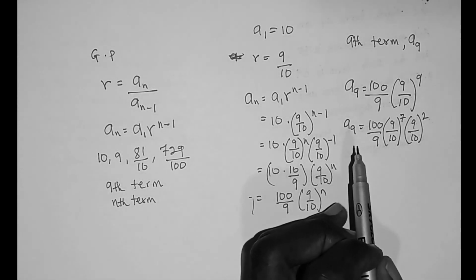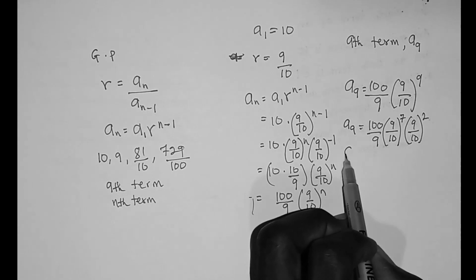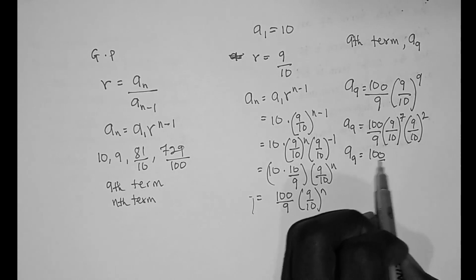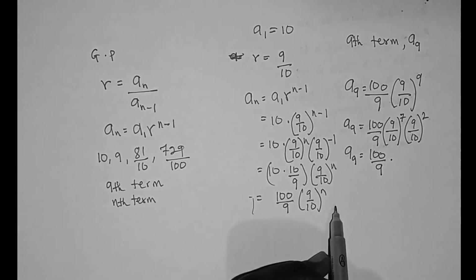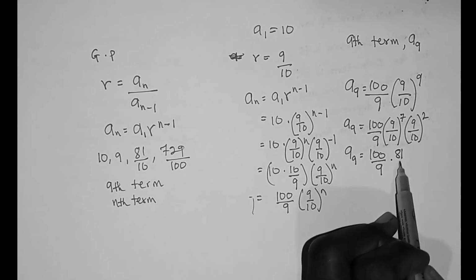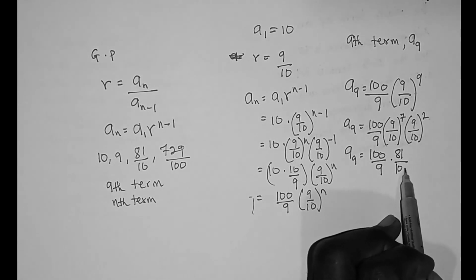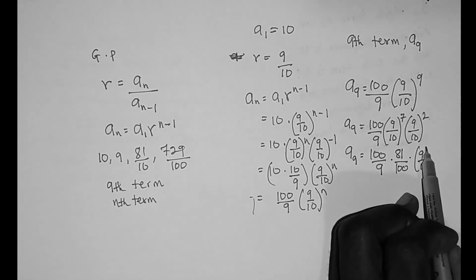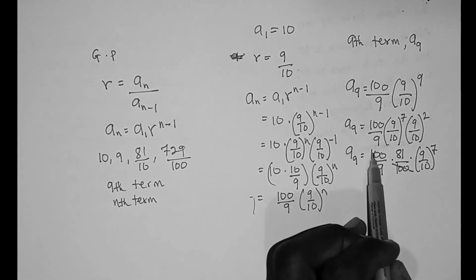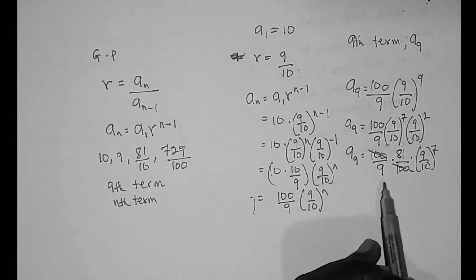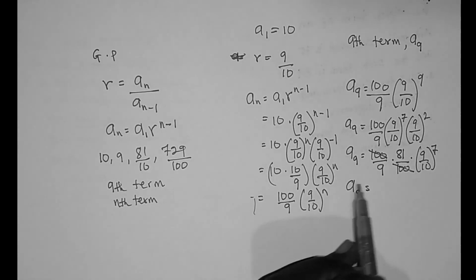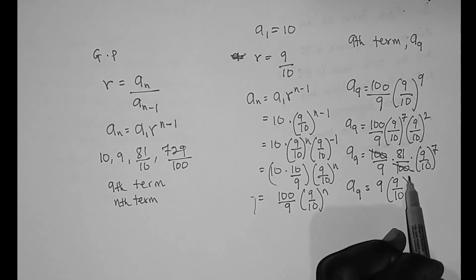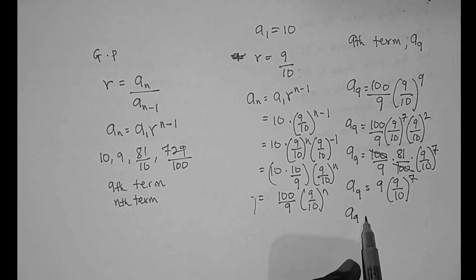So A9 is equal to 100 divided by 9, then times 9 squared, which is 81, divided by 100 squared, 10 squared is 100. Then times into bracket 9 divided by 10 exponent 7. So this 100 and this 100 can cancel. 81 divided by 9 is 9. So it becomes 9 times into bracket 9 over 10 exponent 7.